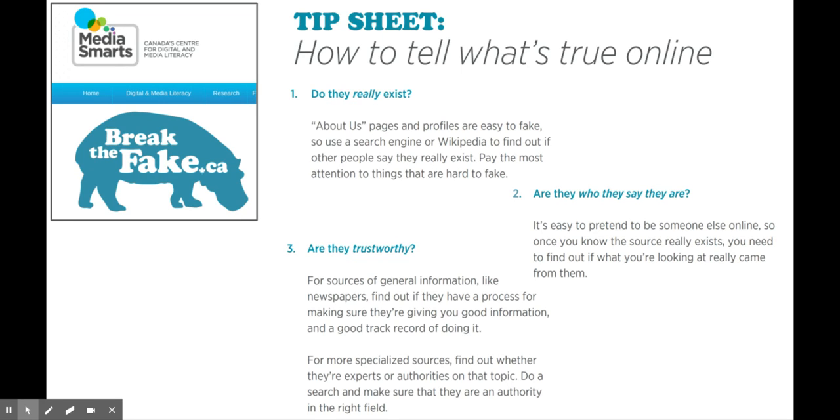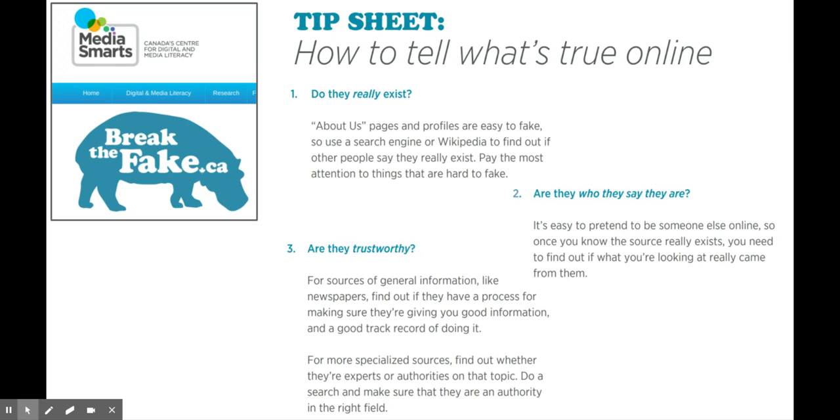So if you're looking at a banking website, maybe find out what this bank or company is, or who they say they really are. Again, try to find out if this is really a legitimate source. Is it Canadian? Where are they based? And are they trustworthy? So you can search around some more about it and see what you can find out.